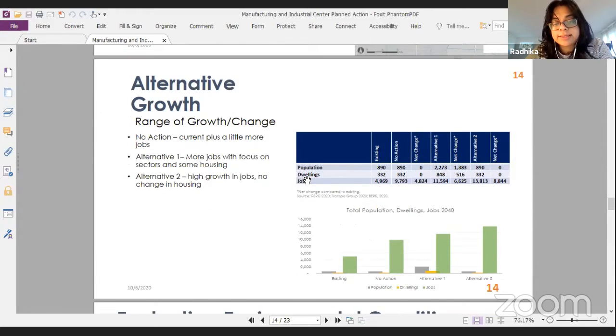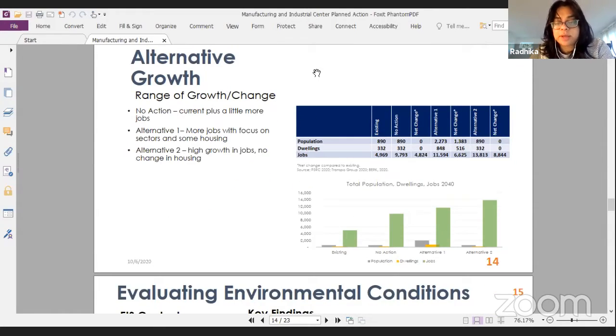This slide has a comparison of some of the population, housing units, and jobs associated with each of the alternatives. As I mentioned earlier, the no action alternative is the one that has the fewest jobs. It assumes that there are about 5,000 jobs in the CIC right now, 4,969 jobs. So the no action alternative assumes a total of about 9,793, so adding about 4,800 jobs.